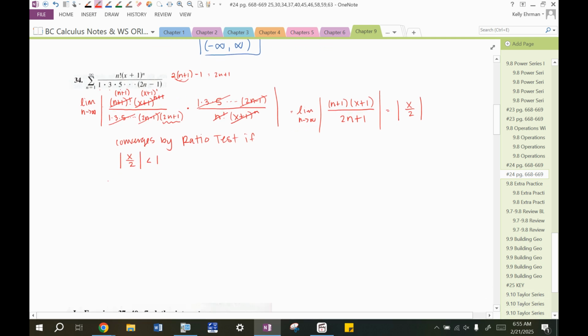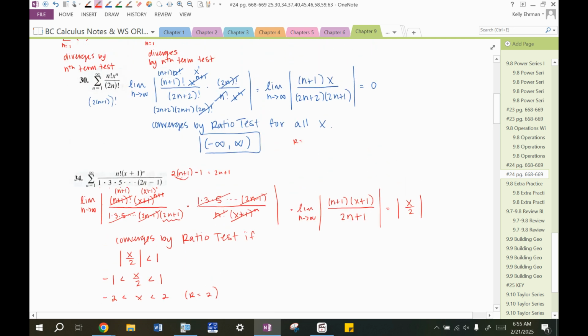Now you can skip, by the way, to this step right here if you want to. I'm just, for consistency's sake, trying to keep doing the same thing over and over. So that means that x over 2 can be between negative 1 and positive 1, which means that x can be between negative 2 and positive 2. By the way, our radius of convergence is 2. Back here, the radius of convergence was infinity.